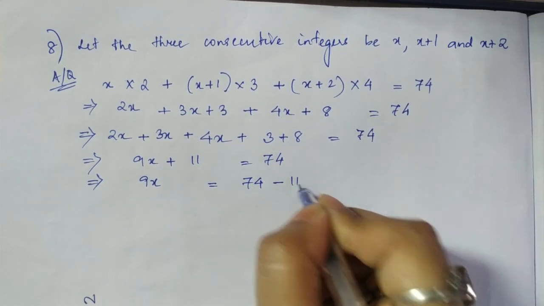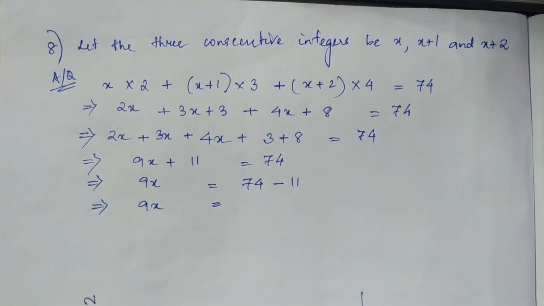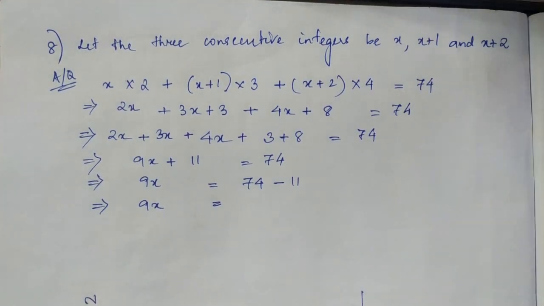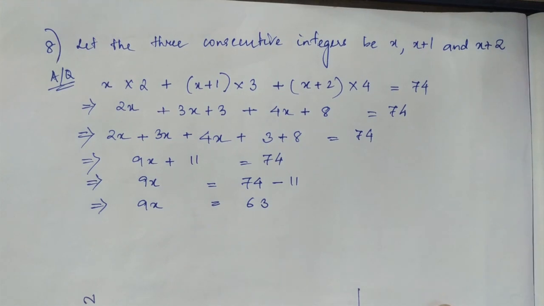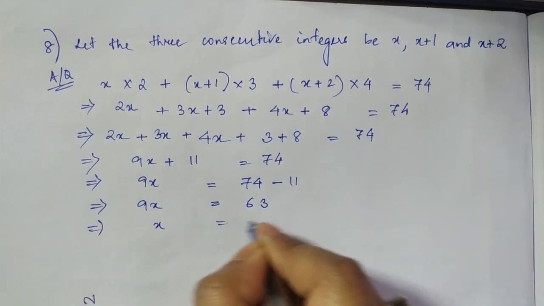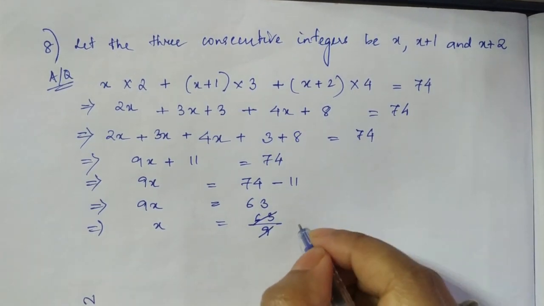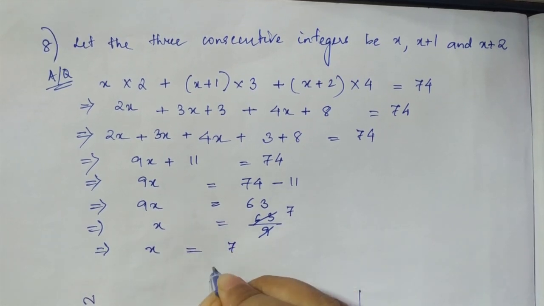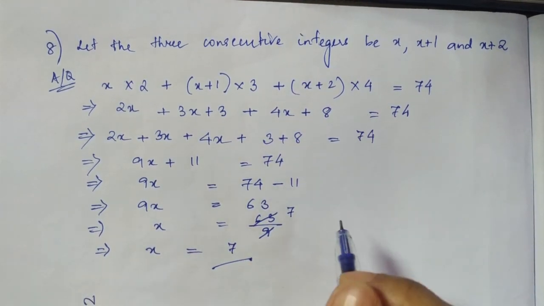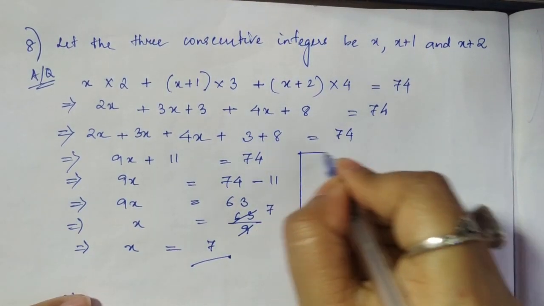74 minus 11. 9x will be equal to, if you subtract it, let's see how much you get. You'll get 63, right? Okay, now x is equal to 63 divided by 9. So please see, cancel it. 9 sevens are 63, all of you know. So this implies x is equal to 7. Now this is the value of x, but we need the value of the 3 consecutive integers. I am taking this space. Okay, please write it down below.